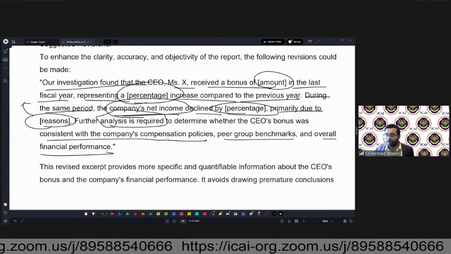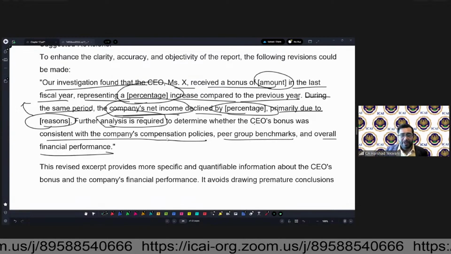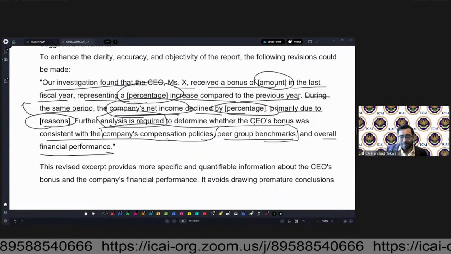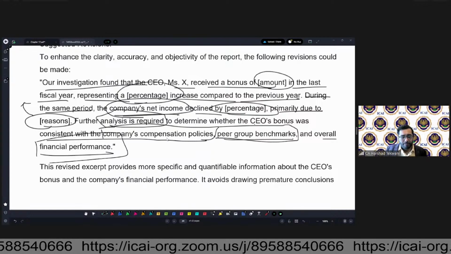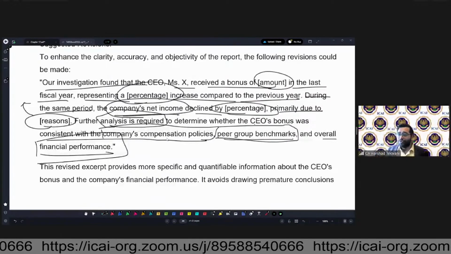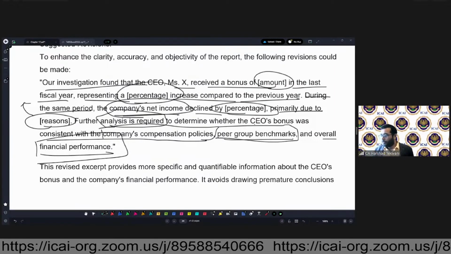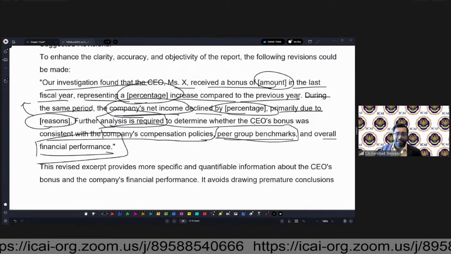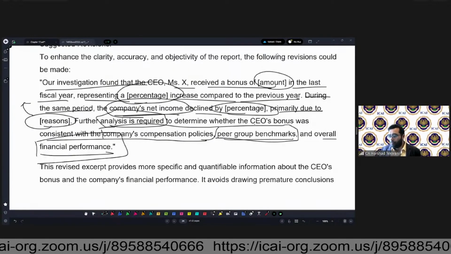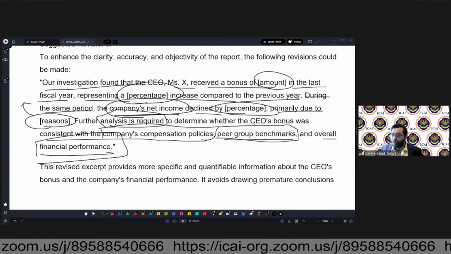Okay, this is the interim report. Further analysis will be done. Okay, and they will compare with the company's compensation policy, peer group benchmarks, and overall financial performance. This brings more and detailed clarity to the report rather than the previous paragraph. I hope you guys are clear on this. Any doubt? Any doubt?